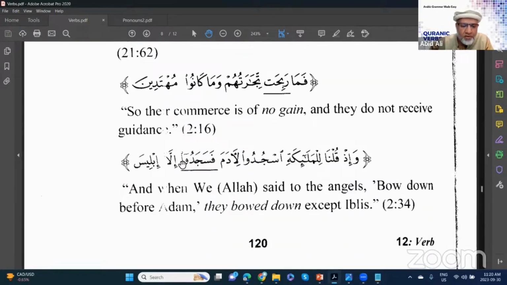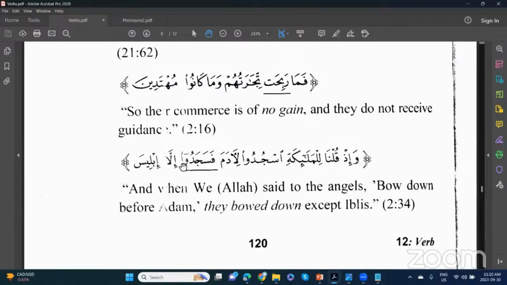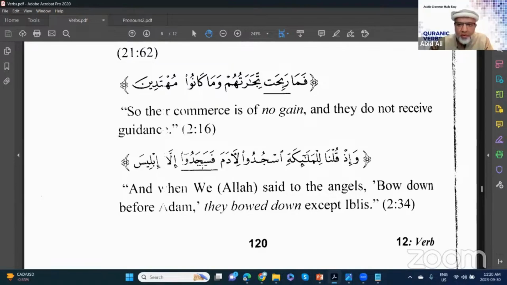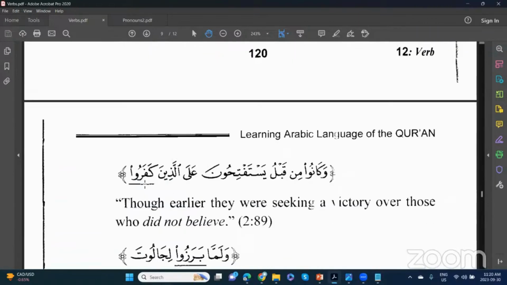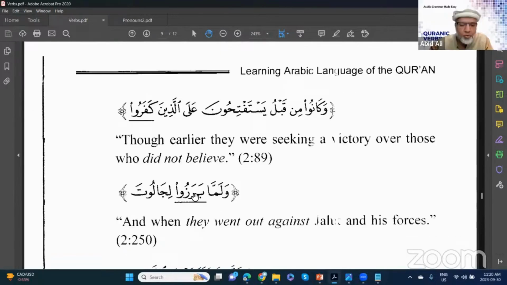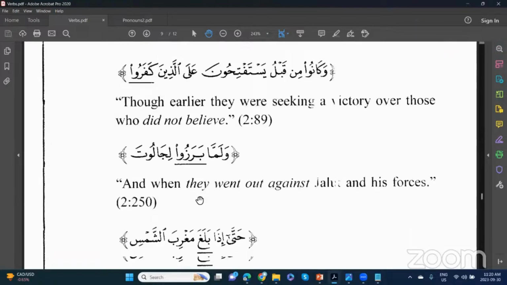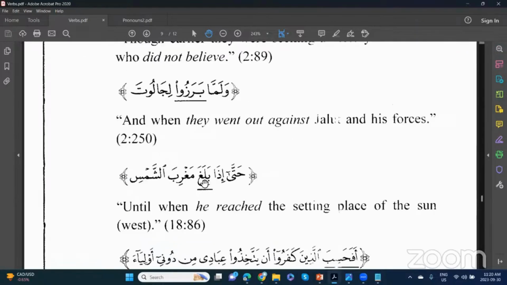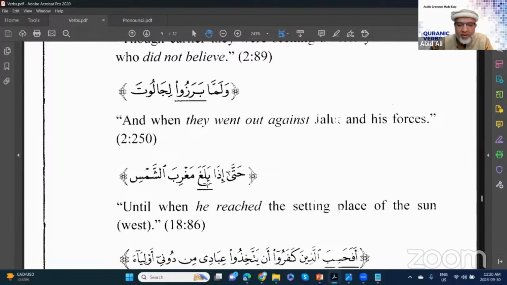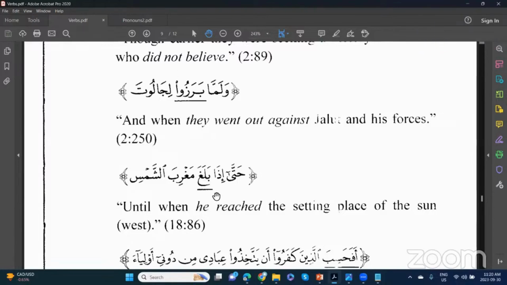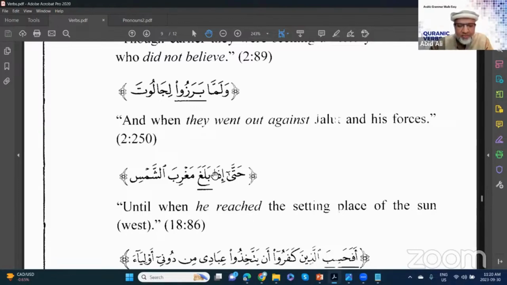Fasajadu. What is this fasajadu? What Seegha is this? Third. You see the here? This is the third, right? This is like zahabu. Yes. Okay. Kafaru. 3. Seegha number 3. Good. Barazu. Is that Seegha number 3? Yeah. Mashallah. Third. Balagha. What is this? One. Seegha number 1. Balagha is he reached. So this is Madi and this is Seegha number 1.